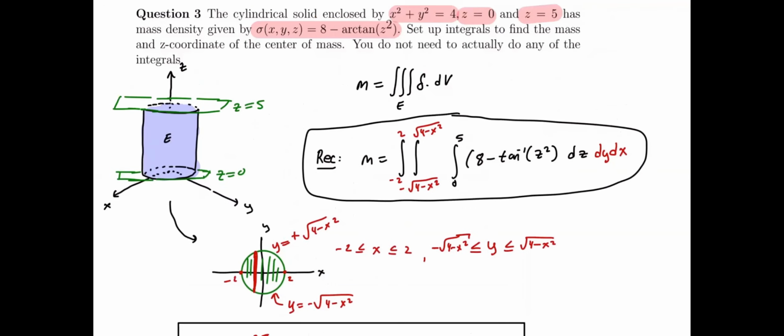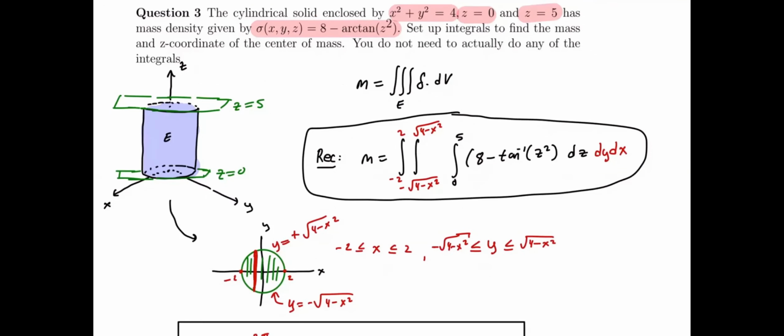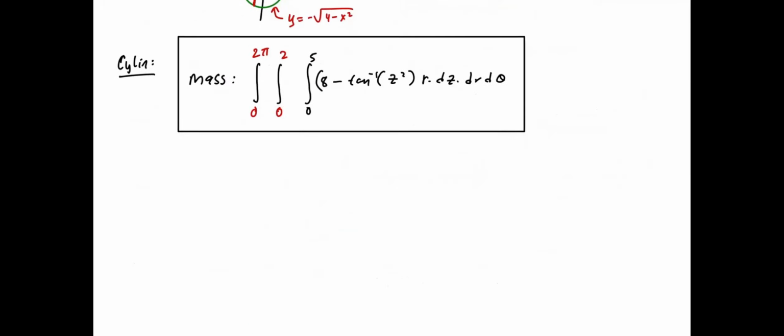The next thing we want to set up, so we have done mass. So that's done. Now, the z-coordinate of the center of mass. The z-coordinate of the center of mass, that is z bar, and this is going to be 1 over the mass times the moment about the xy plane. So we know the mass, that's this integral right here, or the one in rectangular. So we just need to find the moment about the xy plane.